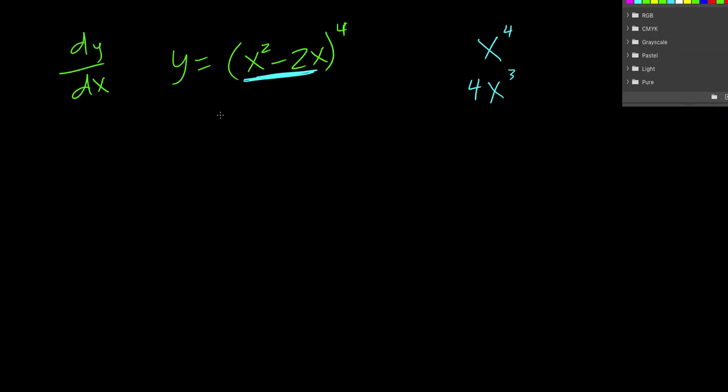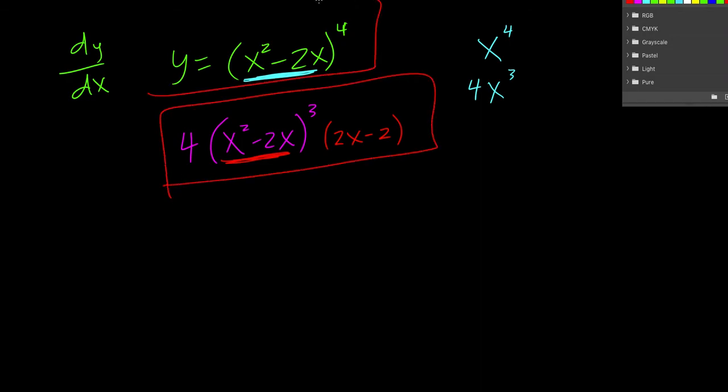So on this one we're just going to rewrite the inside. Bring the 4 out in front, reduce that by 1. Now, the additional part with the chain rule is that we take the inside and multiply this entire thing that I've written in pink by the derivative of the inside. And so that's going to be 2x minus 2. And then this is the derivative of this.